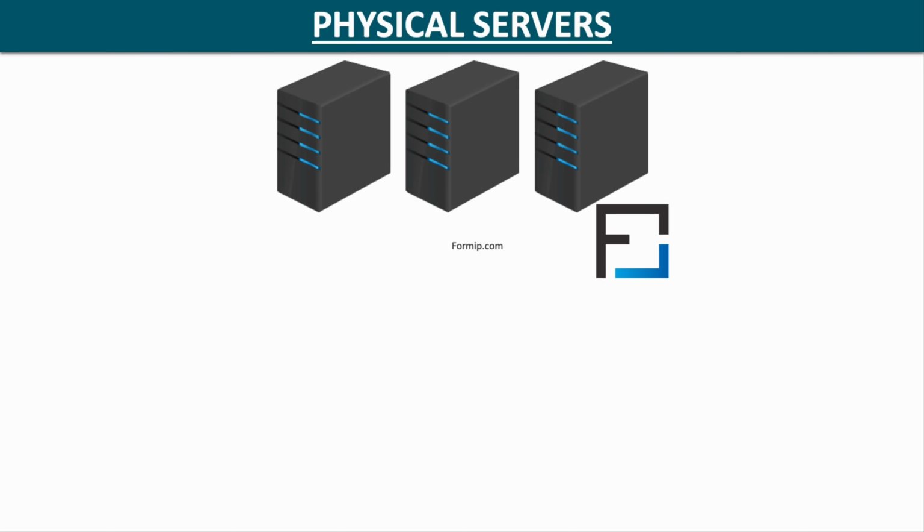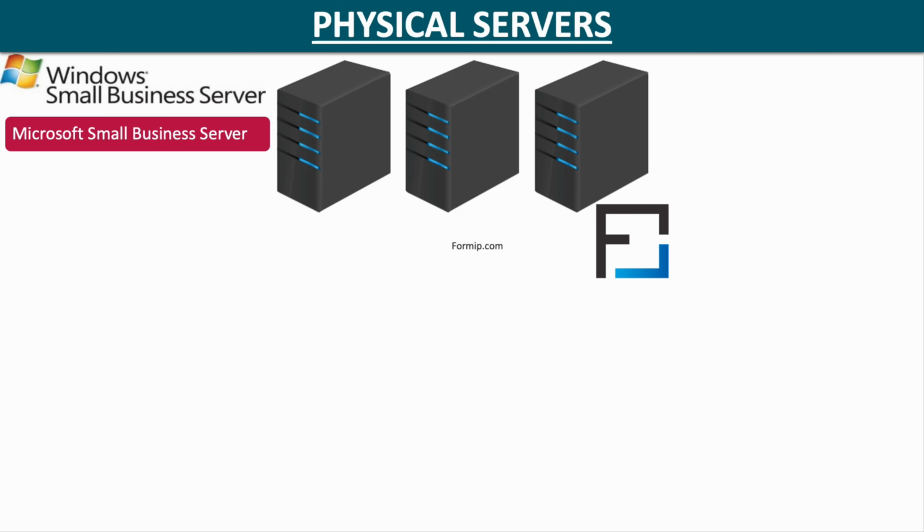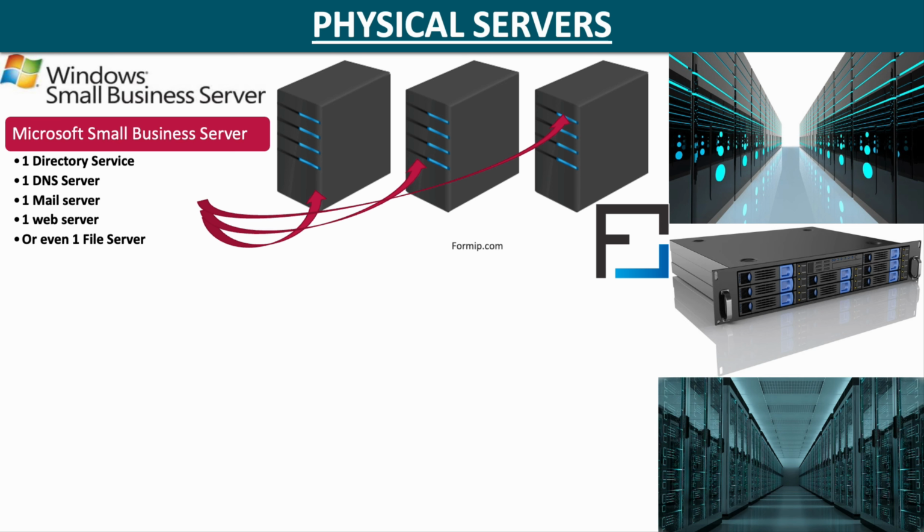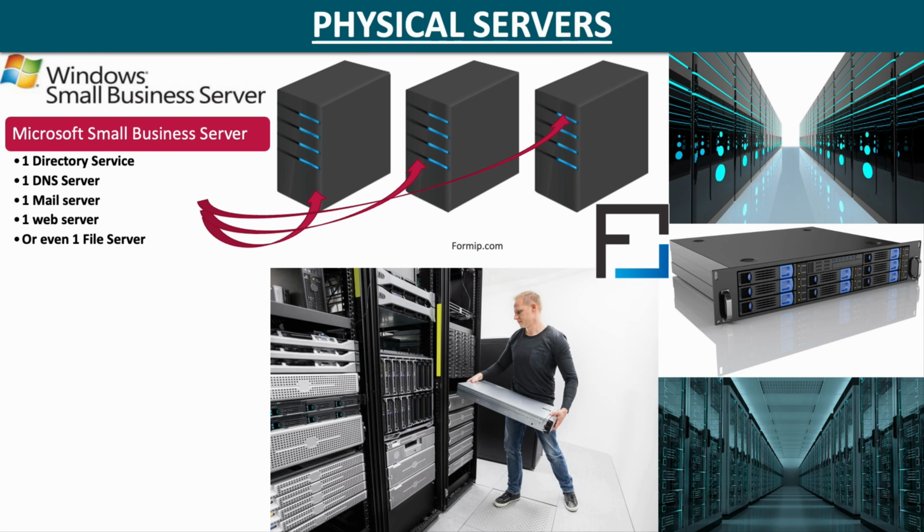There are different forms of server. The 3 that are represented here are servers used mainly in offices. This type of server has a single operating system and can be used for 1 or more applications. For example, for small businesses, the Microsoft Small Business Server product has always been a very popular office solution, because it allows you to offer several services on 1 or 2 physical servers. These services can be 1 directory service, 1 DNS server, 1 mail server, 1 web server, or even 1 file server, and all this grouped together in a single server.